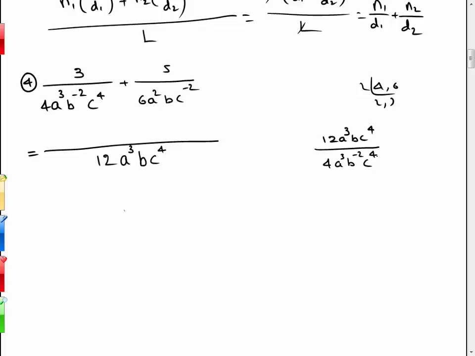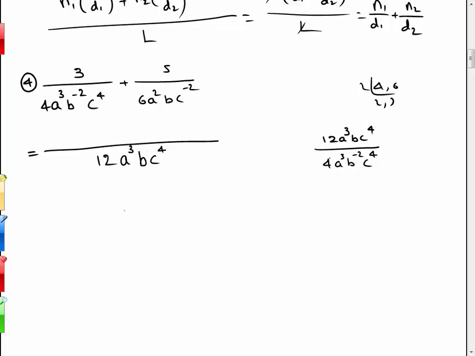Okay, now let me remind you. Would you agree that in a case like this, it would be so hard to phrase this as, boys and girls, figure out what 4a cube b to the negative 2c to the 4 goes into 12a cube b c to the 4. You would say, you gotta be kidding me, right? So that's the idea. So make it simple and consistent for yourself. That is, always say, what is the LCM over the first denominator?